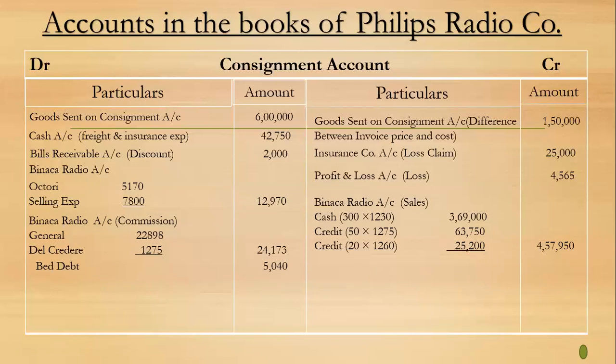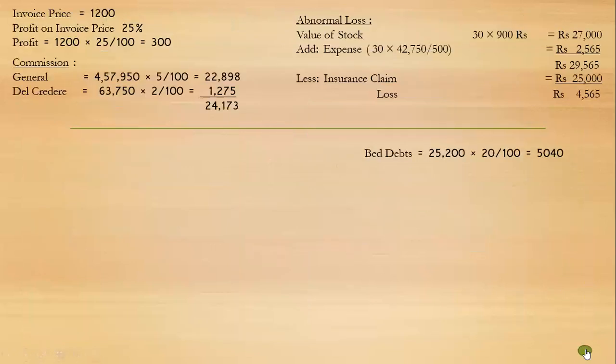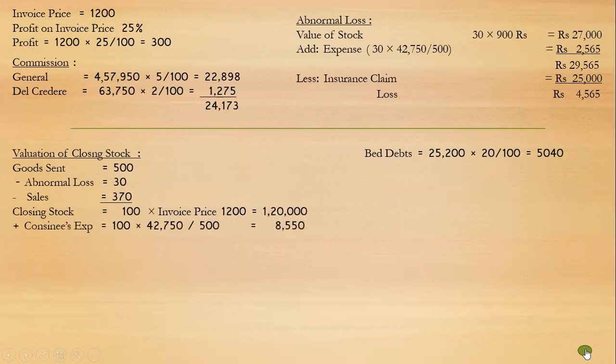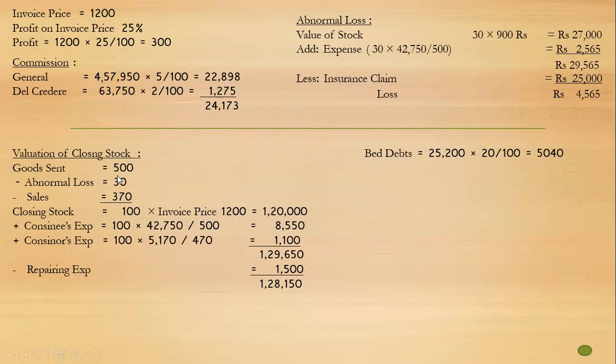Now we have to calculate the valuation of closing stock. All the other entries have been done. So let's find out the valuation of closing stock. We sent goods on consignment, 500 radios. We had an abnormal loss of 30 radios, so we will deduct 30, and we sold 370 radios in total, with cash and credit both. So 100 radios will remain in our stock. Invoice price is 1200, so 100 into 1200 is 1,20,000.